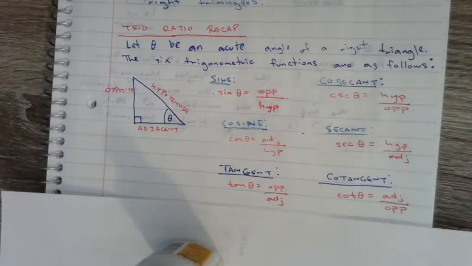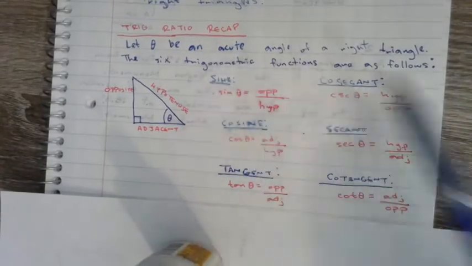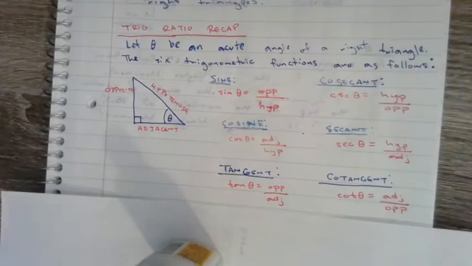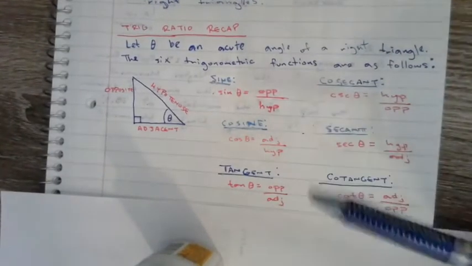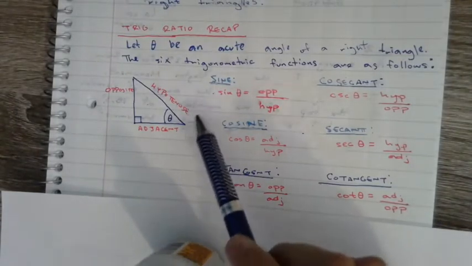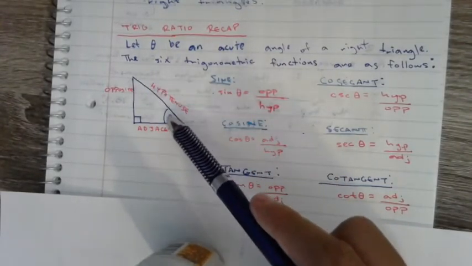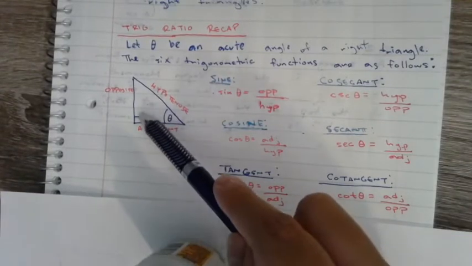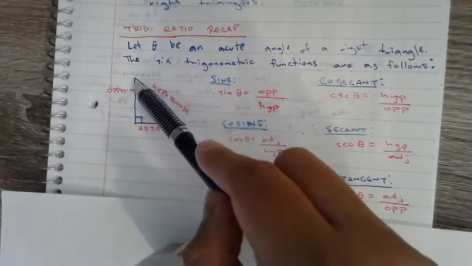First we're going to start off with a right triangle, and we're going to say let theta be an acute angle of a right triangle. The six trigonometric functions are as follows: sine, cosine, tangent, cosecant, secant, and cotangent. You're going to have a right triangle and start with an angle theta. Keep note that our angle theta is an acute angle, so we can never start at the right angle. It would be either this angle or that angle. Just keep that in mind.